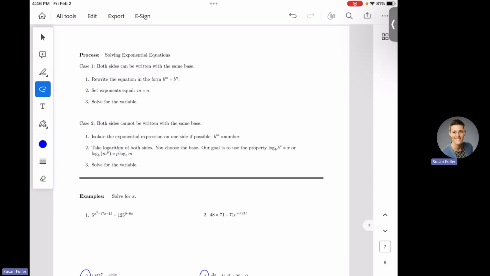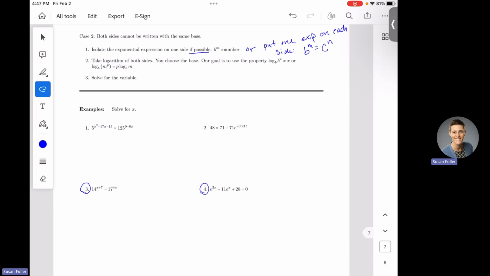Now, I know it says isolate the expression if possible. You want to get a number to a power by itself on one side and a number on the other side. If you can't do that, I want you to put one exponential on each side of the equation. And so it'll look like your base to an m power times another base to a different power. So you'll have one exponential on either side. And that's the case that we're in right here. We've got a base to a power on one side equaling another base to a different power on the other side. We already look like this.